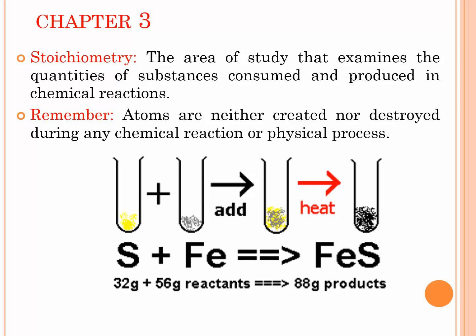Look, here we have the reaction of sulfur plus iron to produce FeS. The atoms are neither created nor destroyed. And if you add the masses, 32 grams plus 56 grams, these are called reactants, we will get 88 grams of product.